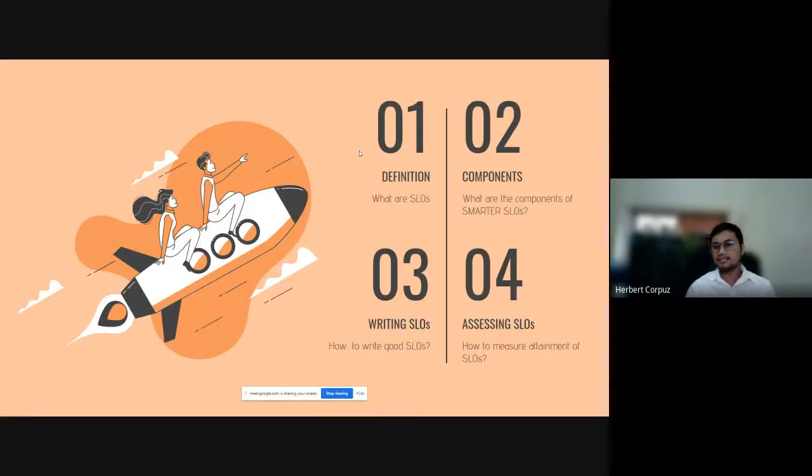Now, for this presentation, there are four parts that we need to look into. First, the definition. What do we mean by student learning outcomes? Okay. Then after that, we look into the components. What are the components of SMARTER student learning outcomes? Then number three is about writing SLOs, how to write good student learning outcomes. And last, how to measure attainment of these student learning outcomes. So referring to assessing SLOs or student learning outcomes.